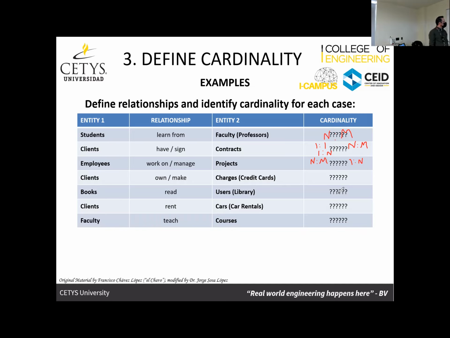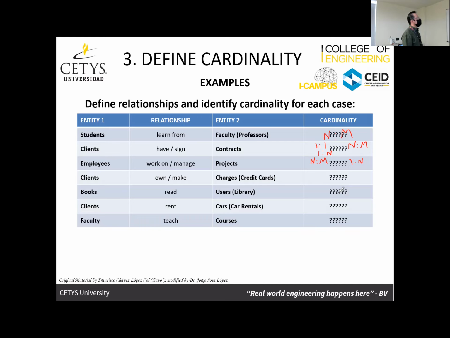Now, clients and credit cards, or charges on credit cards. Notice that I am using the word client instead of customer, because even if we're just one person, if I have a credit card at a bank, I'm a client of the bank. I'm using, or have a contract for, a specific service, and a credit card is kind of like a contract. So a client can own or make charges on a credit card.